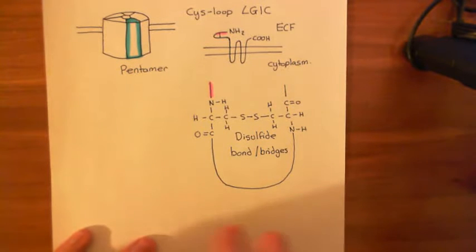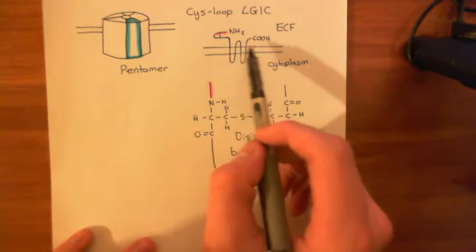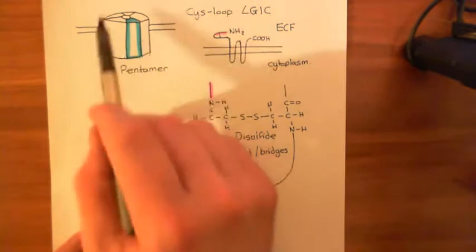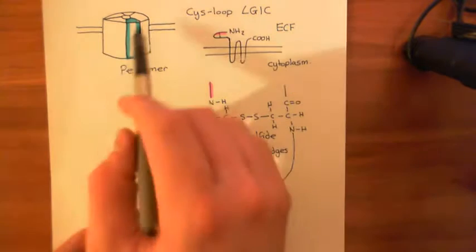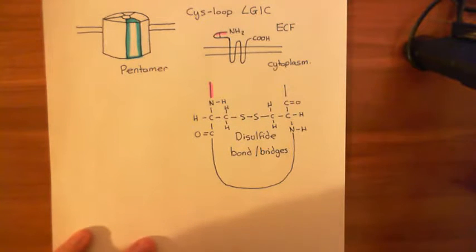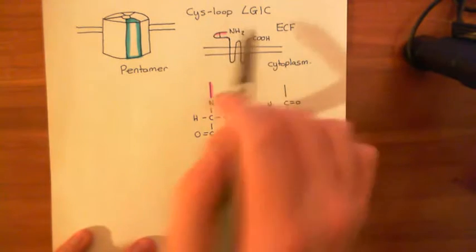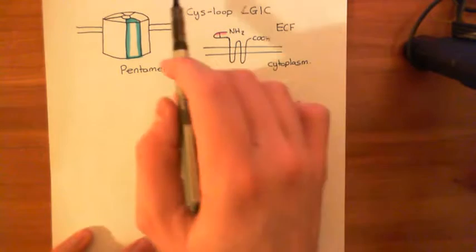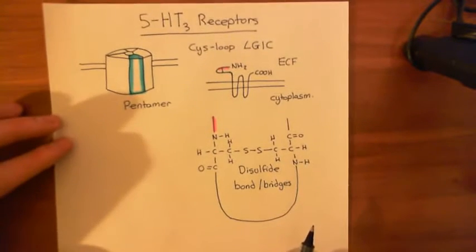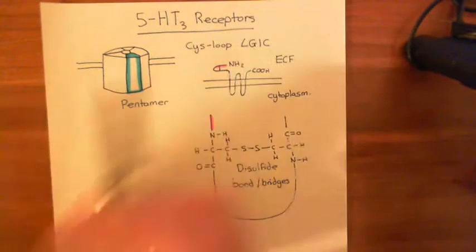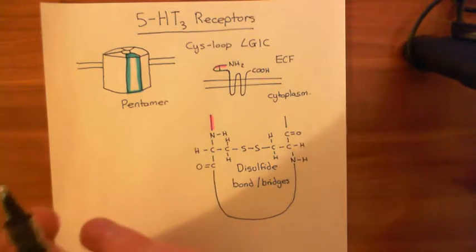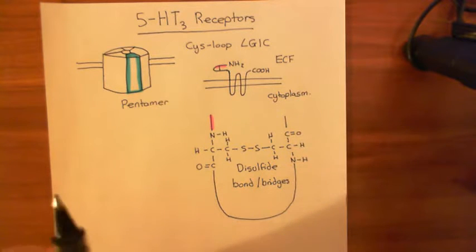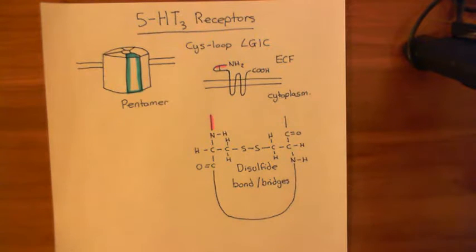Okay, so that's why these are named cis-loop ligand-gated ion channels, because the structure of the monomer, which makes up the pentameric receptor or ion channel over here, has this cis loop within it. And indeed, all cis-loop ligand-gated ion channels have this cis-loop structure. So 5-HT3 receptors are an example of a cis-loop ligand-gated ion channel, but there are others which I listed off at the start. The nicotinic acetylcholine receptor is another one, the GABA-A receptor, and the glycine receptors in the spinal cord are also examples.